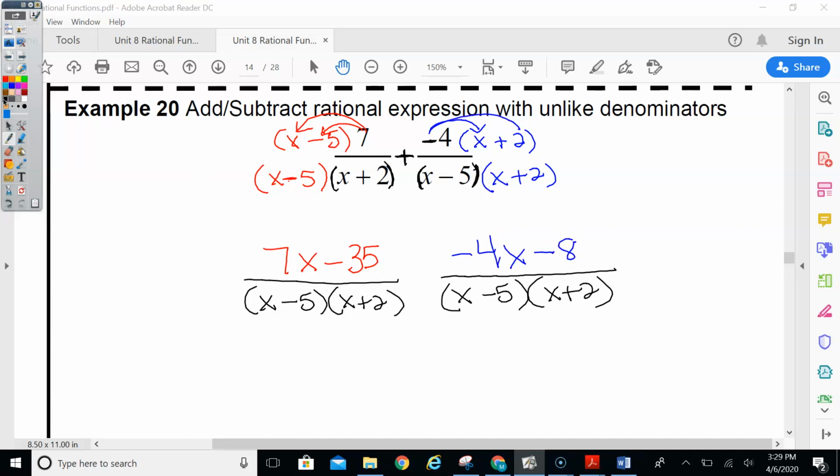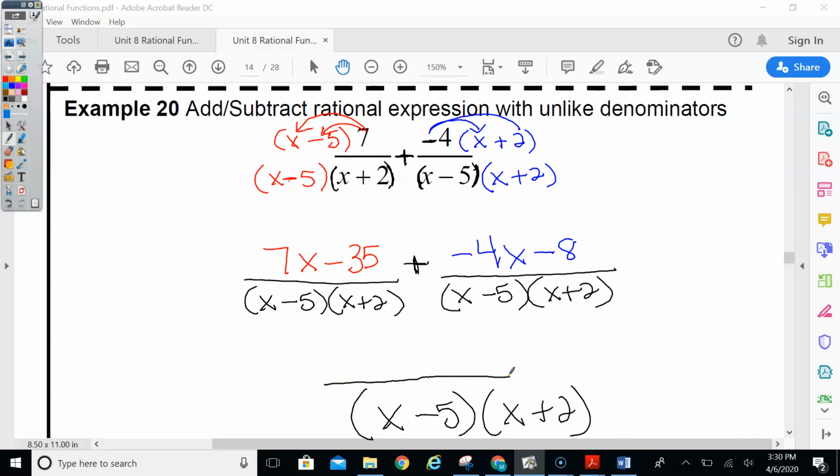So now we're just going to combine like terms by adding them together. So the denominators are going to stay the same. x minus 5, x plus 2. We combine like terms in the numerator. So combine your x's. What am I going to get when I combine 7x and a negative 4x? 7 minus 4 is 3x. And then I combine negative 35 and negative 8. So negative 35 plus negative 8 is negative 43.